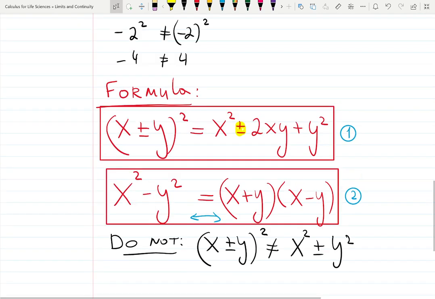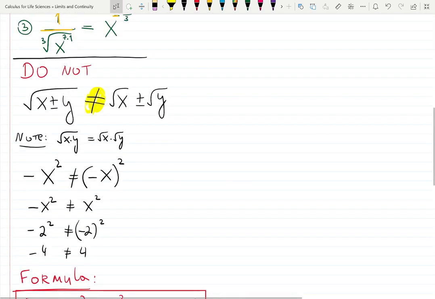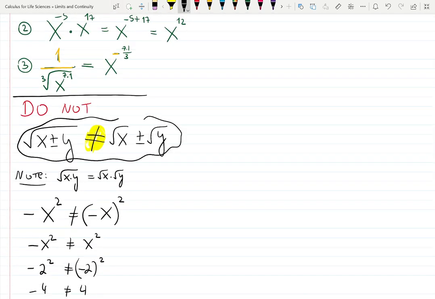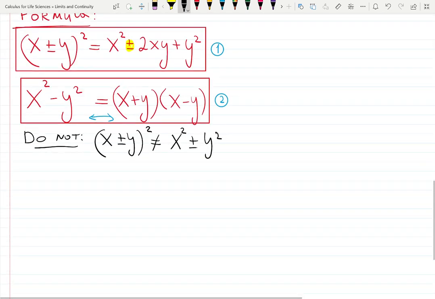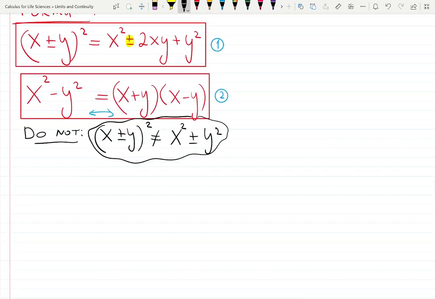So just like with a square root, you cannot do this with the square roots, you cannot do this with the squares or cubes or anything. That's why we have those special formulas.